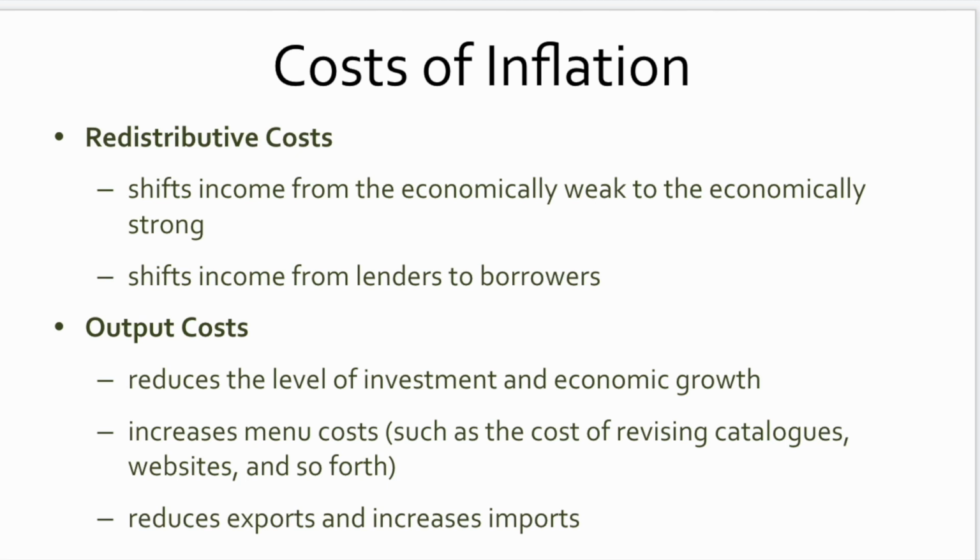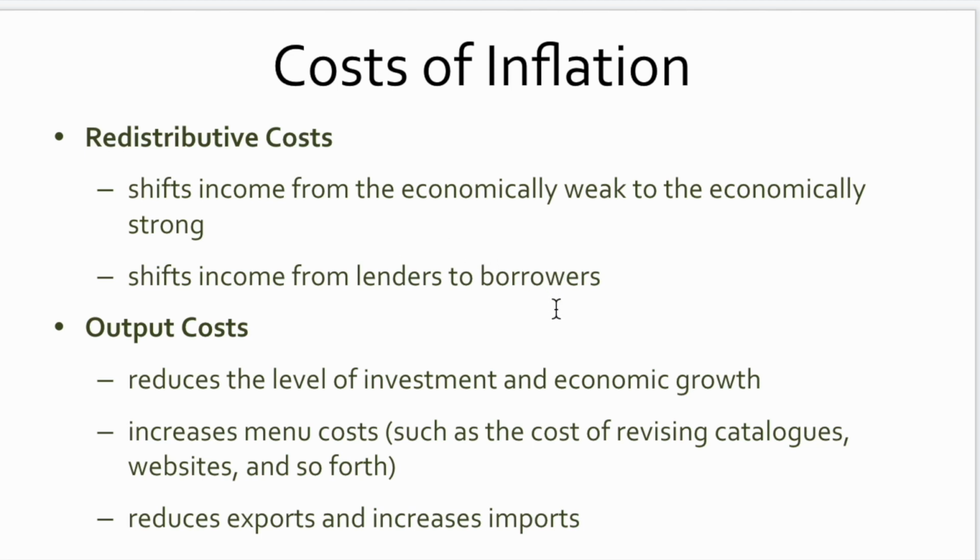Well, the cost of inflation can really be described in a few ways. First, we've got something called redistributive cost. What that does is it shifts income from economically weak to economically strong. In other words, effectively, it makes the rich richer and the poor poorer, and it shifts income from lenders to borrowers. Why exactly is that? Well, think about it now.